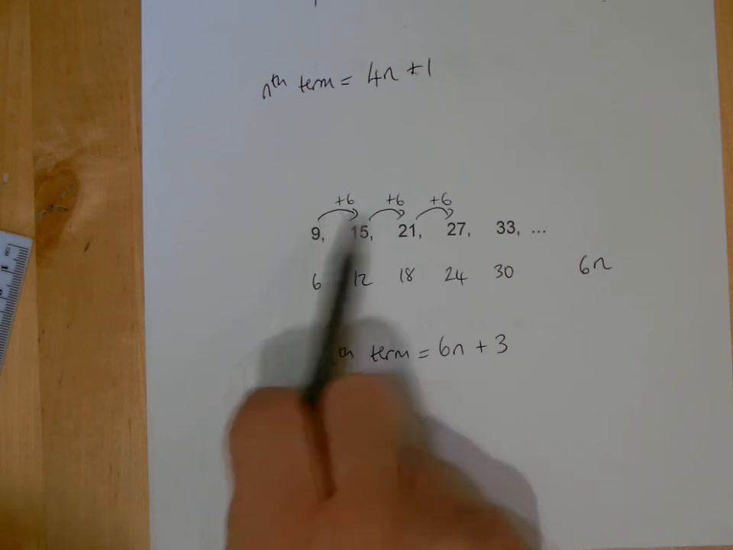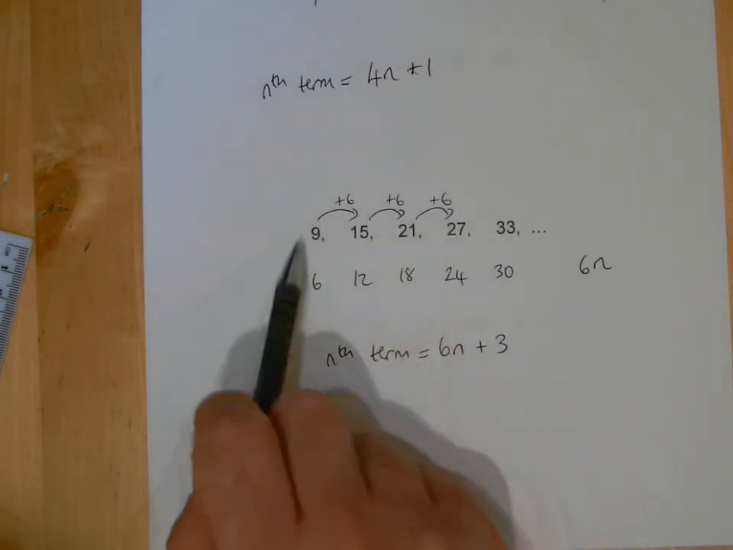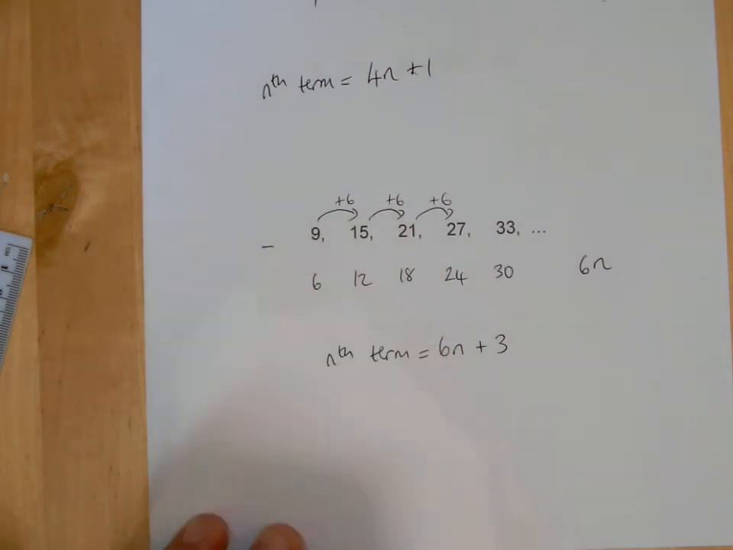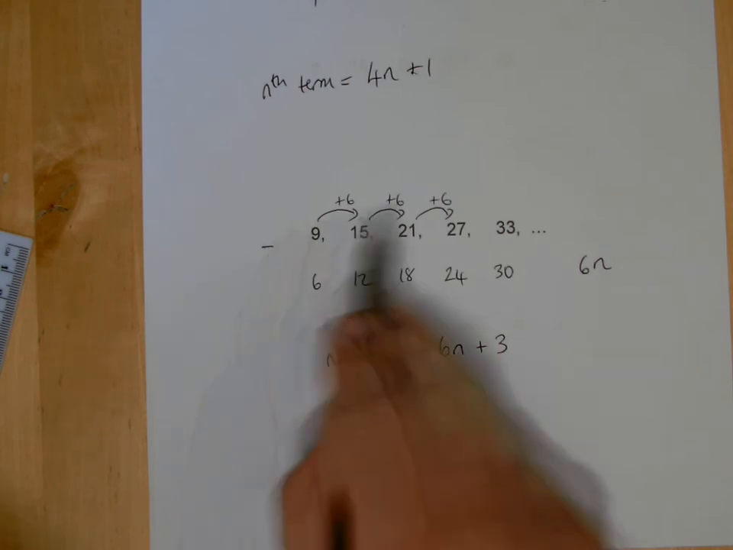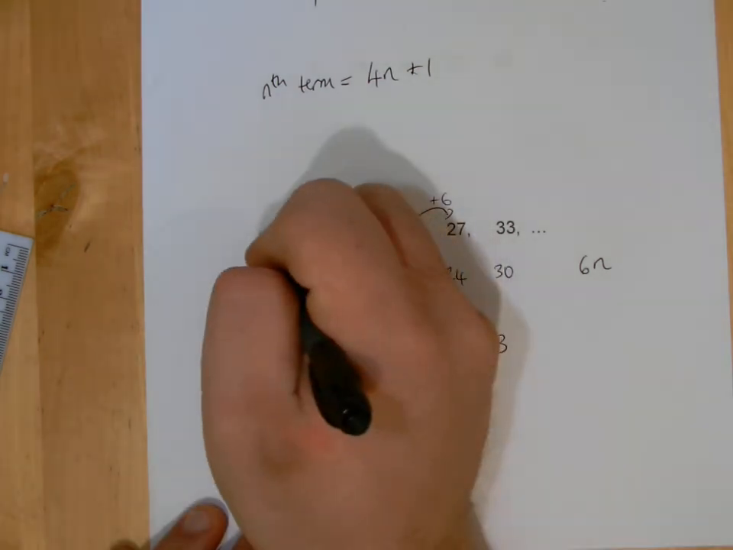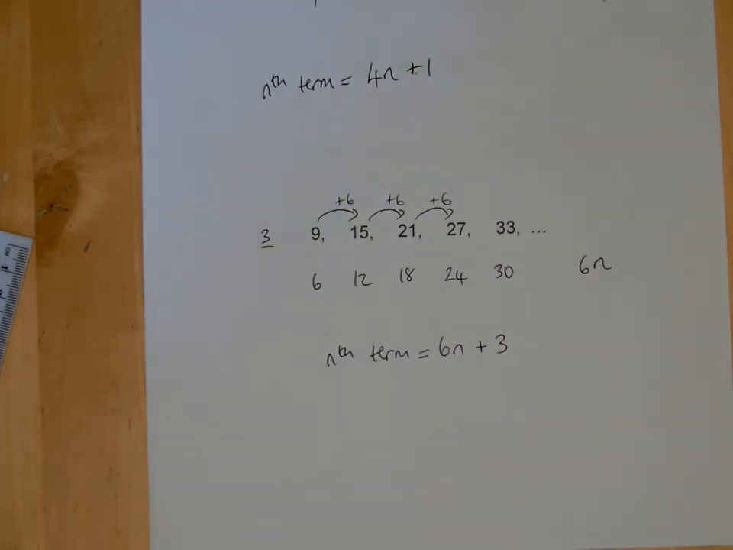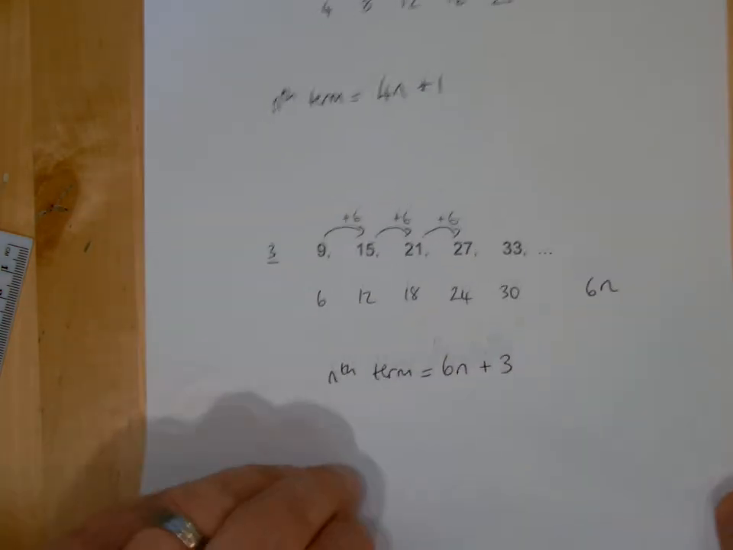Because we're adding on 6, it's 6n, and then if you just imagine an imaginary term there, what would that be? And if you think about it, because it's going up in 6s, that is going to be 3 there. So if you go back 6, you'll end up with 3, okay? Right, let's look at a couple more.